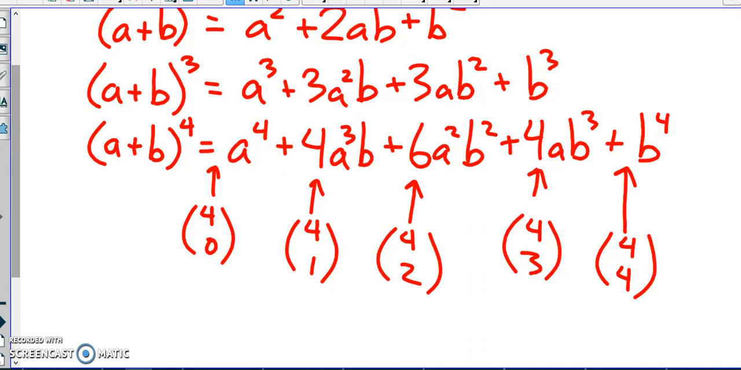So note a couple of things. Note that in each term, the exponents on a and b add up to 4 or 3 or whatever matches this power here. And not to mention that each time the power on a drops by 1 and the power on b increases by 1. So you start off with a to the 4th and b to the 0, and you end up with b to the 4th and a to the 0. So that leads us to the following.